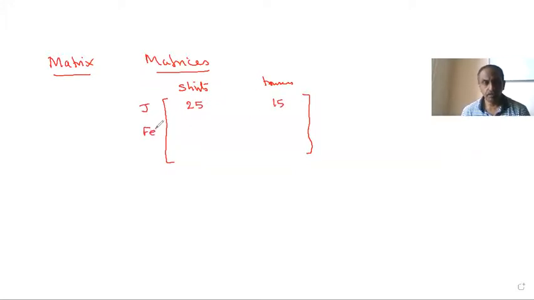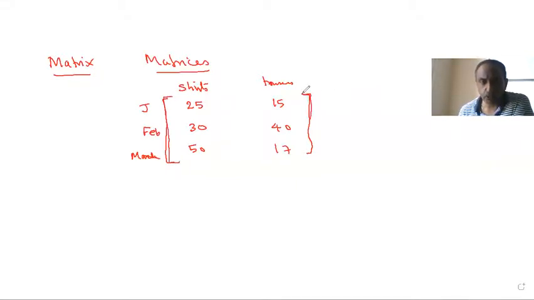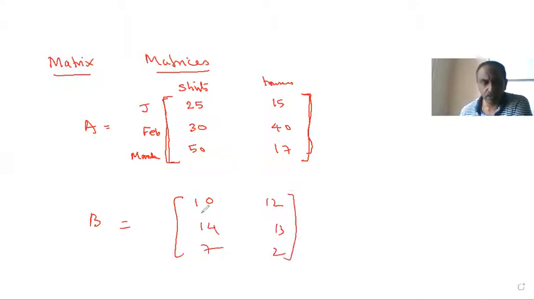In the month of Feb, he sold 30 and 40. In the month of March, he sold, let's say, 50 and 17. What I have shown you is data arranged in a square bracket with specific positions. For example, for shopkeeper B, if I write the data like this, 10, 12, 14, 13, 7, 2, I don't have to say what this stands for.